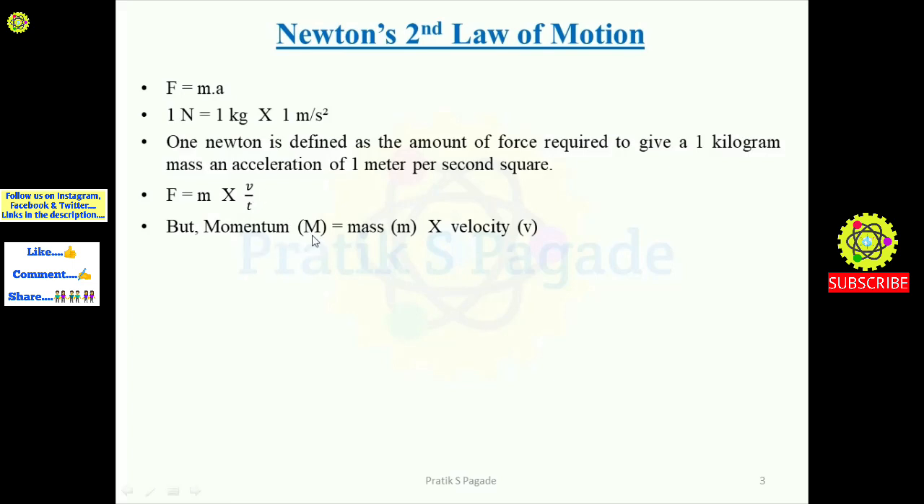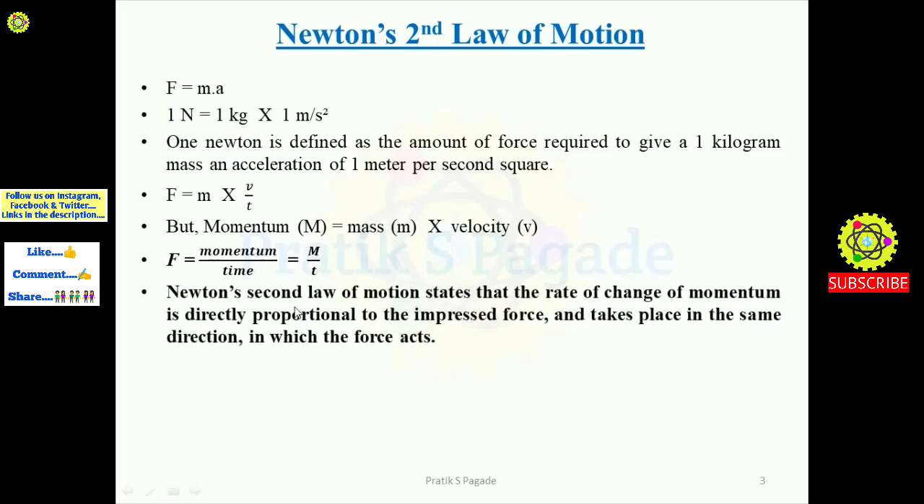Momentum we denote as capital M, mass is small m, and velocity is v. So further we can simplify this as F is equal to momentum upon time, which is equal to capital M upon t. So force is equal to momentum upon time. As you can see here, force is given by the rate of change of momentum. From this equation we can conclude that.